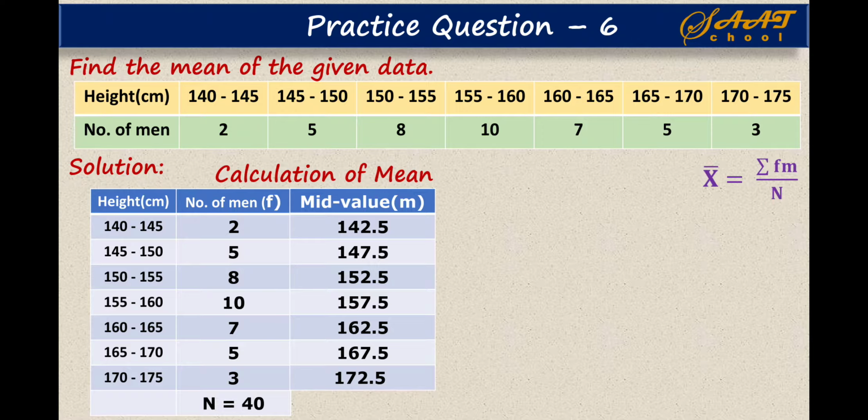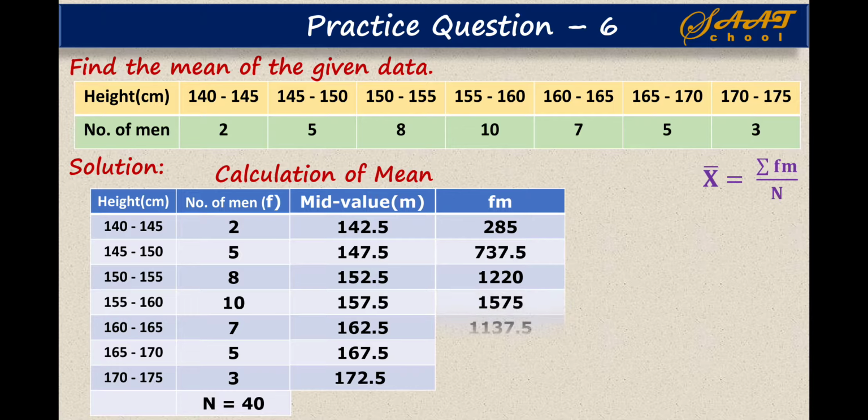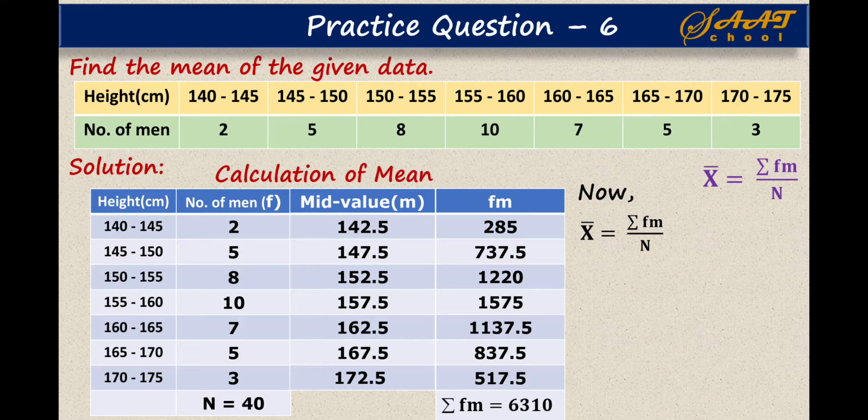Now once we have the mean value, we need a column which is fm. To get fm, we multiply f and m. So we multiply 2 and 142.5, 5 and 147.5, 8 and 152.5, 10 and 157.5, 7 and 162.5, 5 and 167.5, and finally 3 and 172.5, and the sum is 6310 in this case. Once we have the sum of fm, we can use the relation of the mean with the sum of fm and n, which is mean equals the sum of fm divided by n. The sum of fm is 6310, and n is 40, and that gives 157.75. This is the mean of the given data.